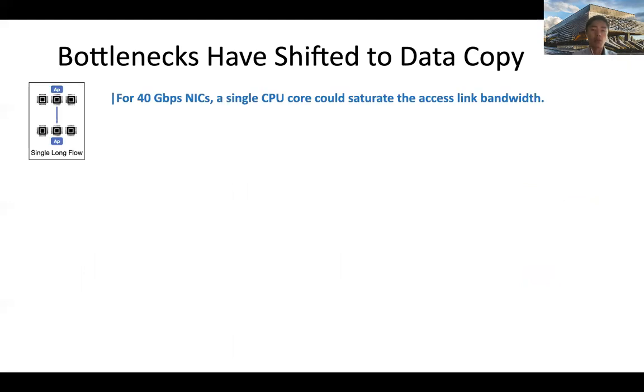We start by looking at the performance of a single long flow. While this seemingly simple scenario was not interesting for low bandwidth networks, in the context of high bandwidth networks, it already provides several new insights. Up to 40 gigabits, a single core could saturate the entire access link bandwidth. However, we find that multiple cores are needed to saturate 100 gigabits.